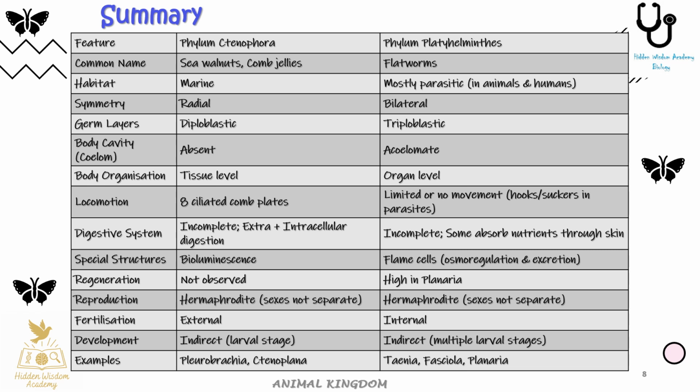Examples of Ctenophora include Pleurobrachia and Ctenoplana. Examples of platyhelminths include Taenia, Fasciola, and Planaria.